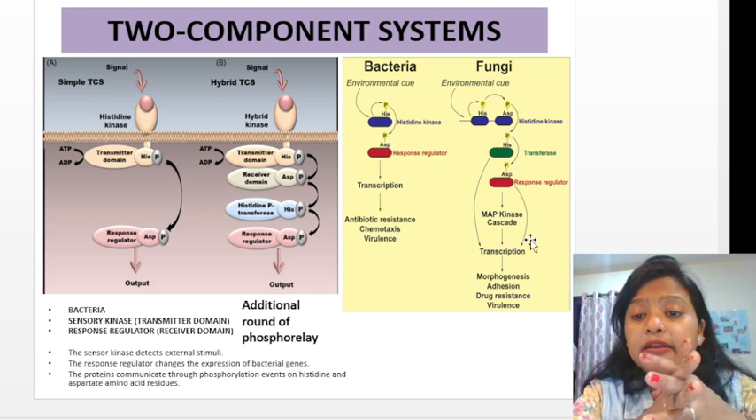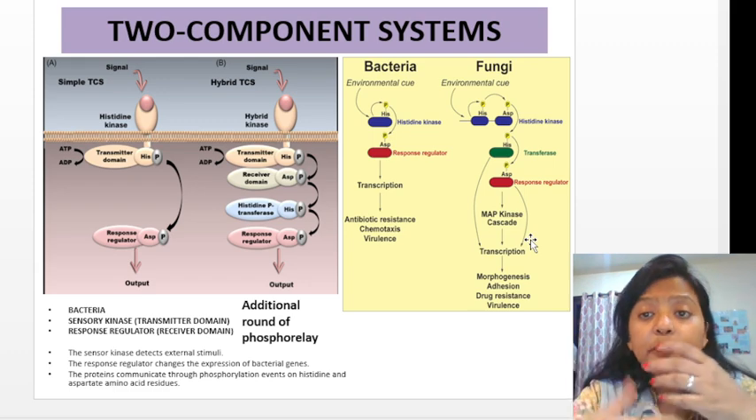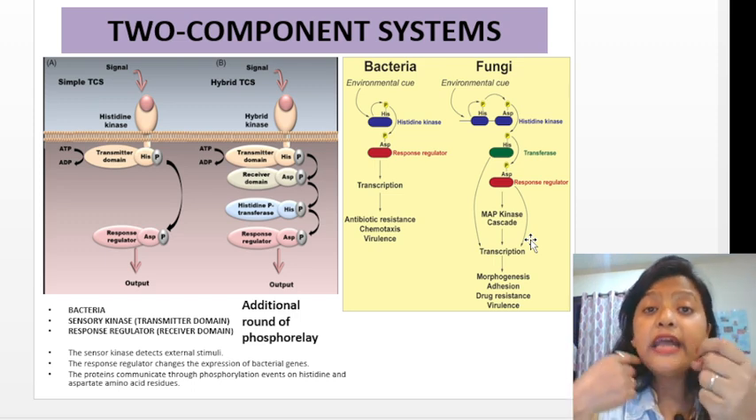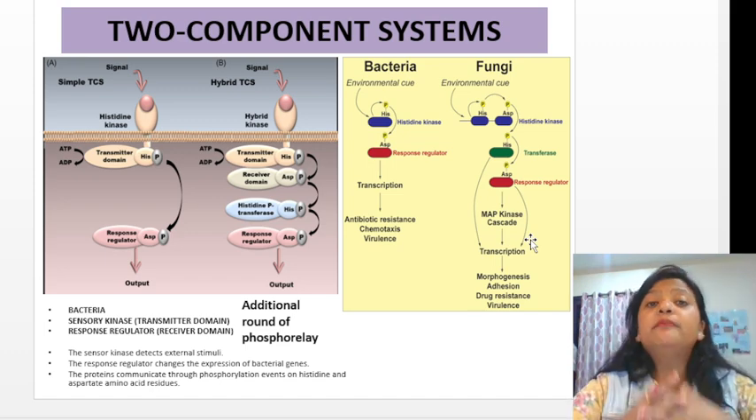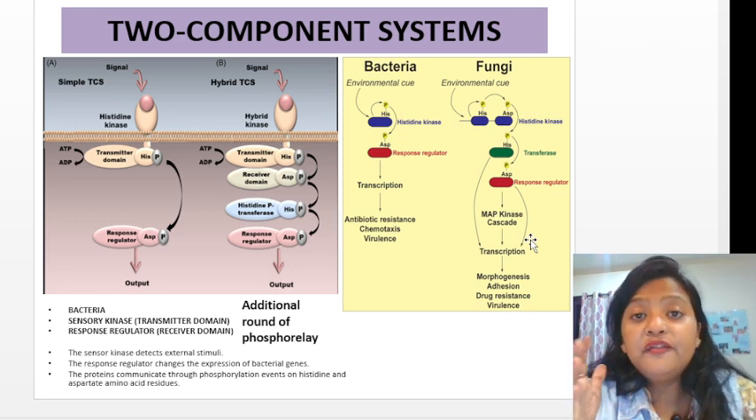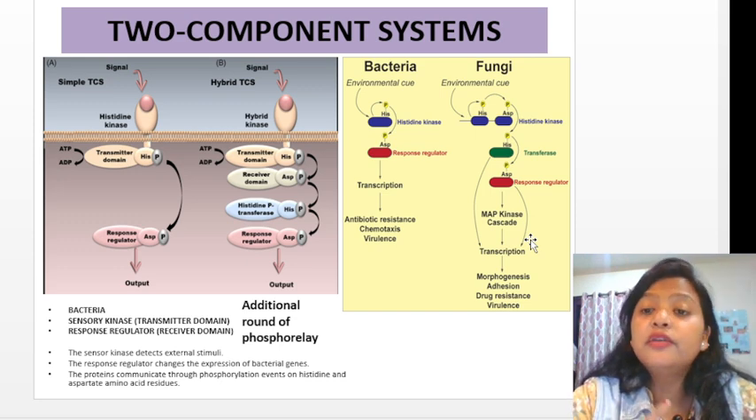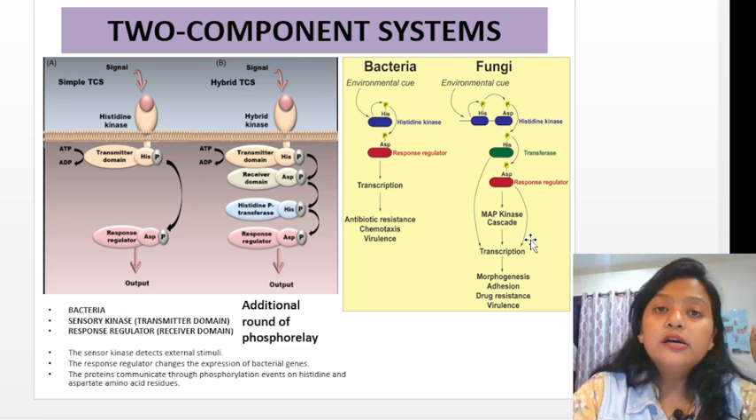So in bacteria, you can see the right hand side diagram here. In bacteria, this two component system leads to downstream processes. It helps in antibiotic resistance, chemotaxis, and virulence. This two component system is helping the bacteria in these responses. And in fungi, or eukaryotes and plants, they help in different functions such as transcription, drug resistance, virulence, adhesion, and morphogenesis. So this two component system helps in these types of responses.